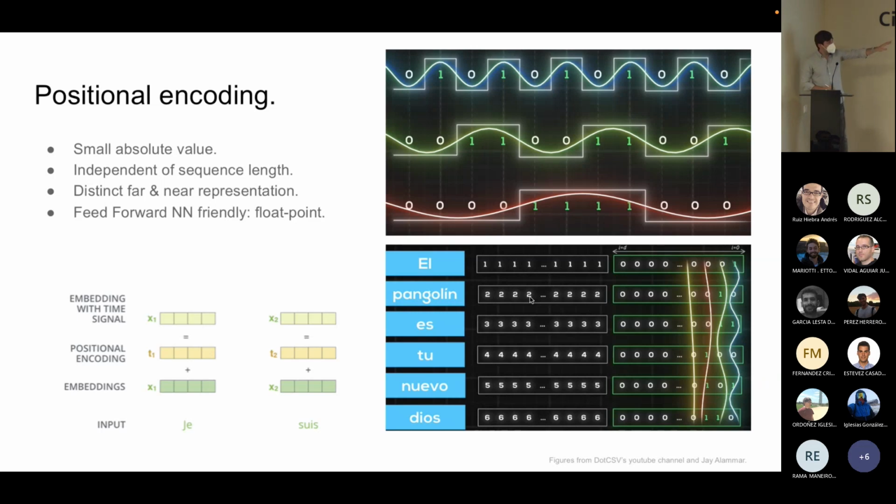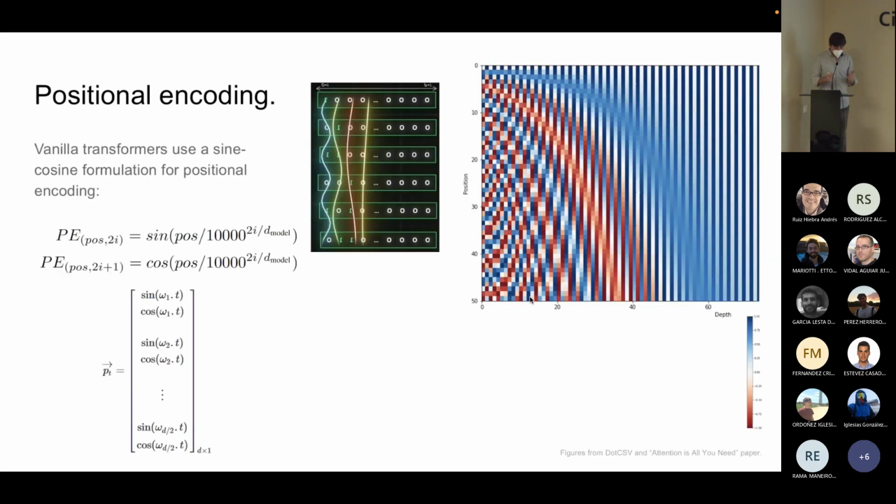Well, as we see in the figure, sine and cosine waves can give us the approximation of a binary counting scheme through a continuous wave. And that's what is done. Depending on the position, we add a sine wave or a cosine wave that tells the transformer where in the sentence is each word. And this works really well.